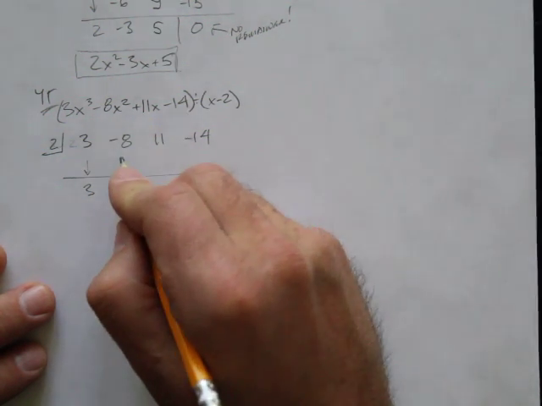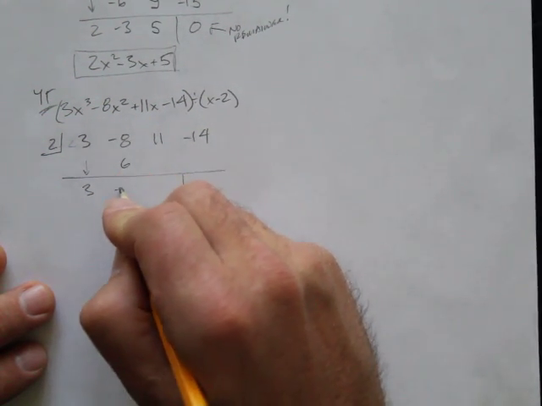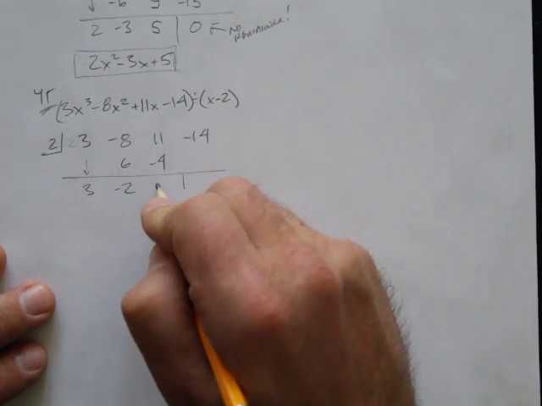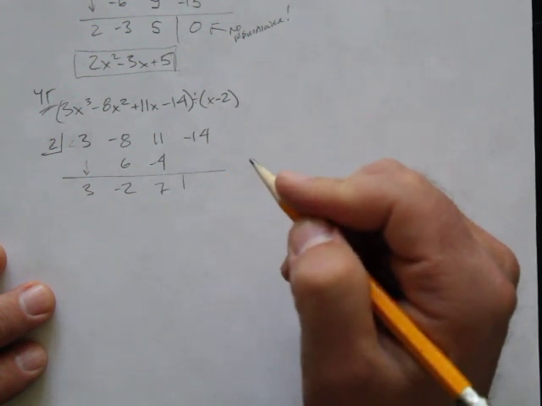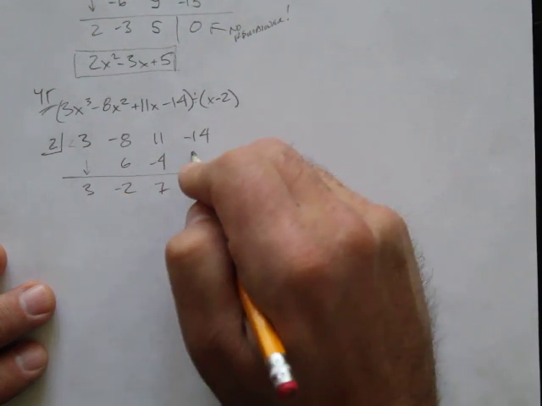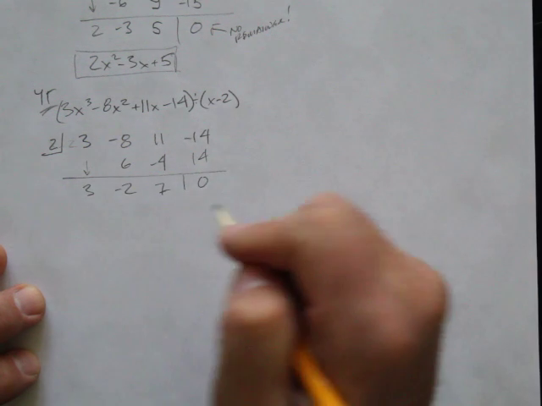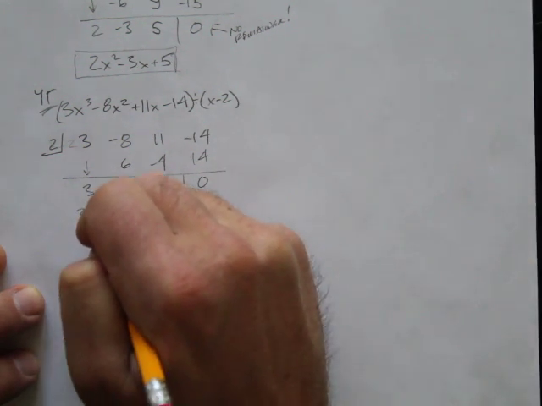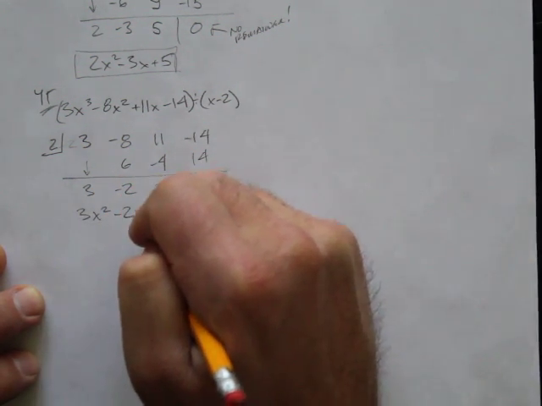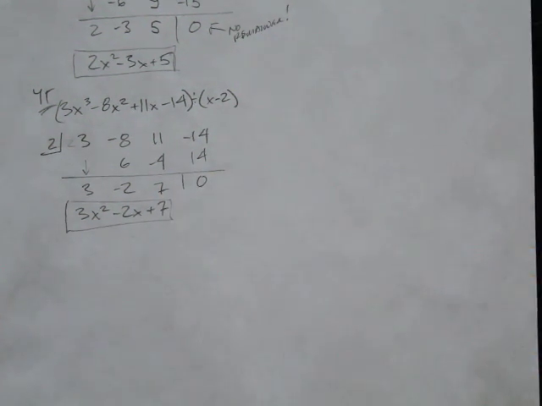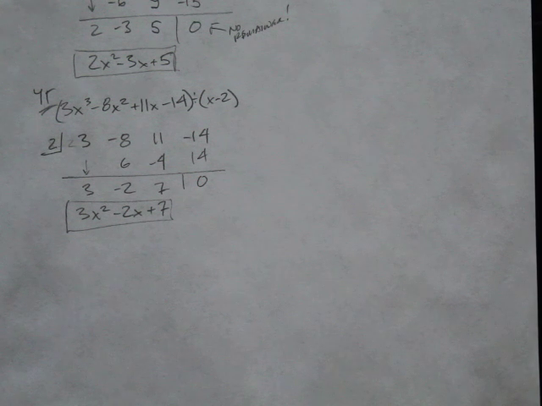3 times 2 is 6. 6 and negative 8 is negative 2. 2 times negative 2 is negative 4. 11 and negative 4 is 7. 7 times 2 is 14. Negative 14 and positive 14 are 0. Now my answer is 3x squared minus 2x plus 7. Hopefully you did that one well. Let's do one more.